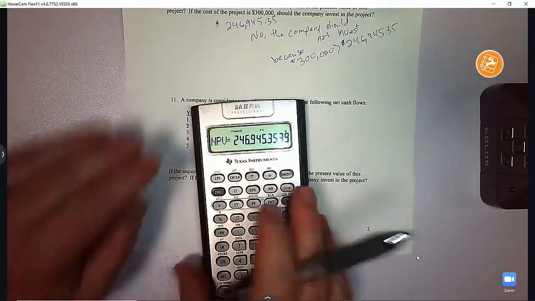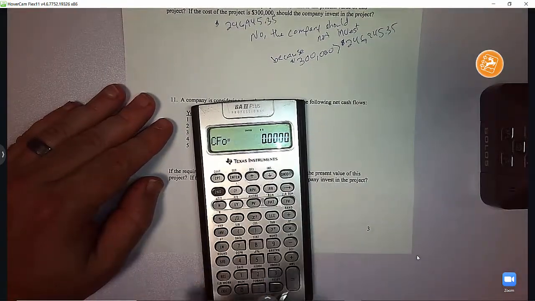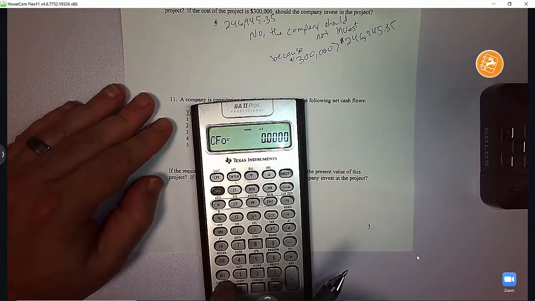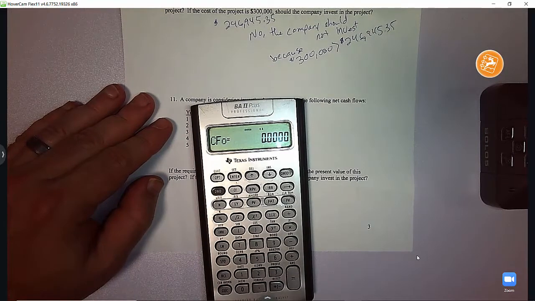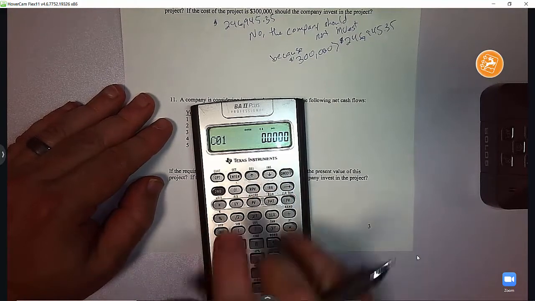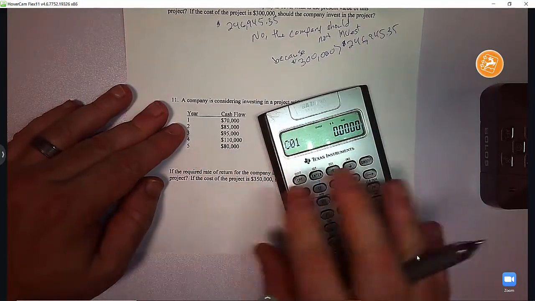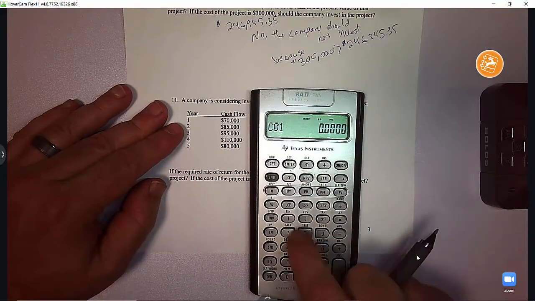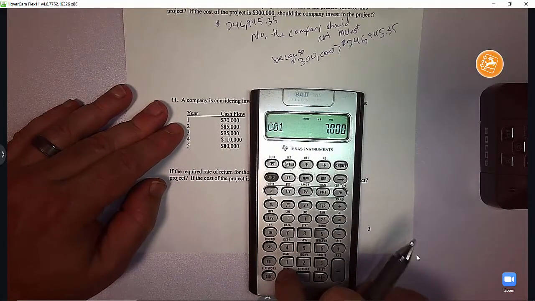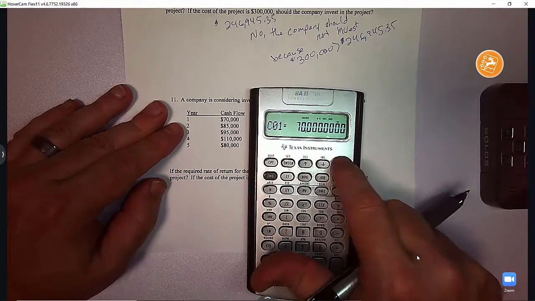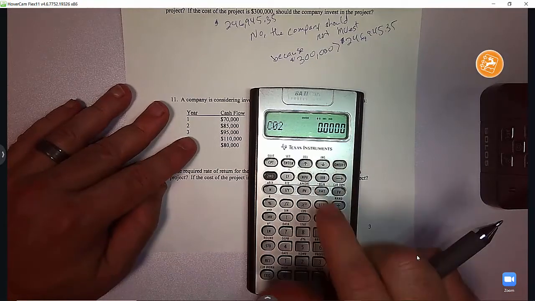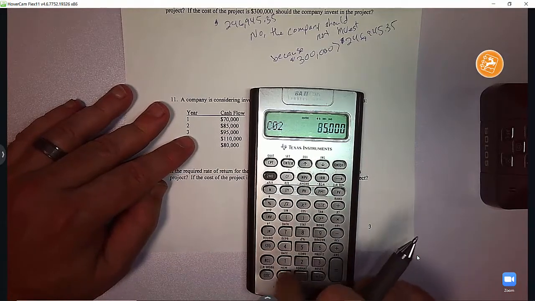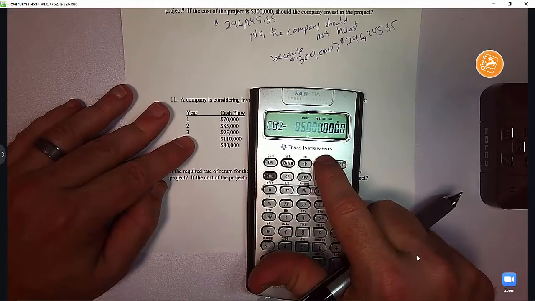So in my calculator, I'm going to press my CF button, press second, and CE/C. So that clears everything out again. I'm going to start off just by answering the first question. My cash flow at time 1 is $70,000. And then enter. My cash flow at time 2 is $85,000, and then enter.